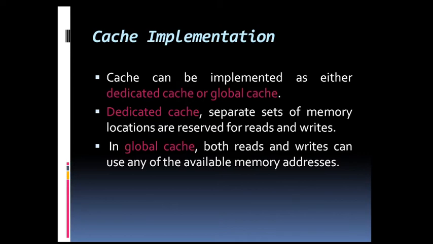Next concept is about cache implementation. Cache can be implemented as either dedicated cache or a global cache. With dedicated cache, separate sets of memory locations are reserved for reads and writes. In global cache, both reads and writes can use any of the available memory addresses. Cache management is more efficient in a global cache implementation because only one global set of addresses has to be managed.